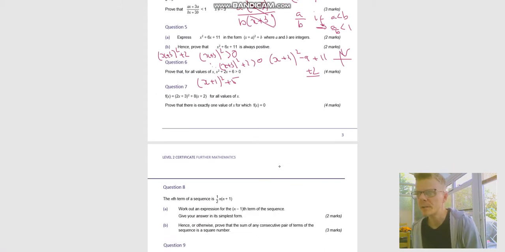Okay, so a function is equal to this. Prove that there is exactly one value of x for which f of x equals 0.